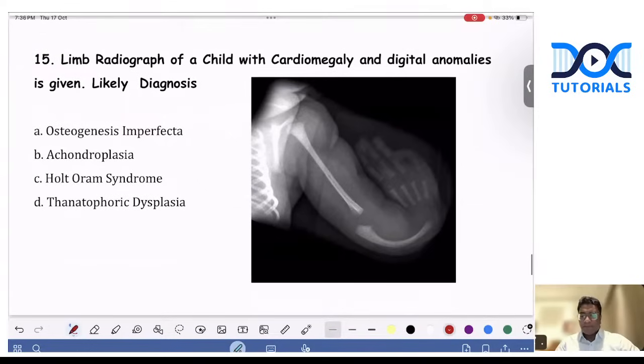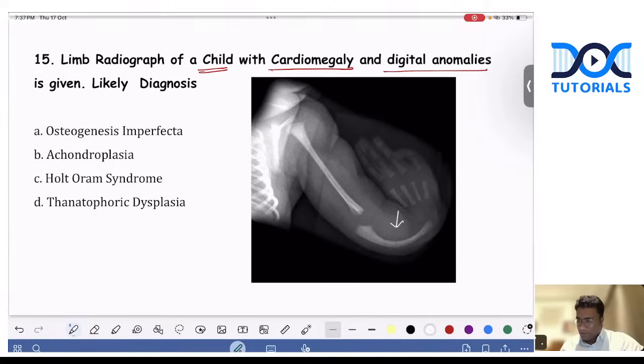Okay, this one, a limb radiograph of a child with cardiomegaly and digital anomalies. So the radiograph is given. This is a child with cardiomegaly, and also there are digital anomalies. And you can also see there is absent radius on the radiograph. What is coming to your mind?